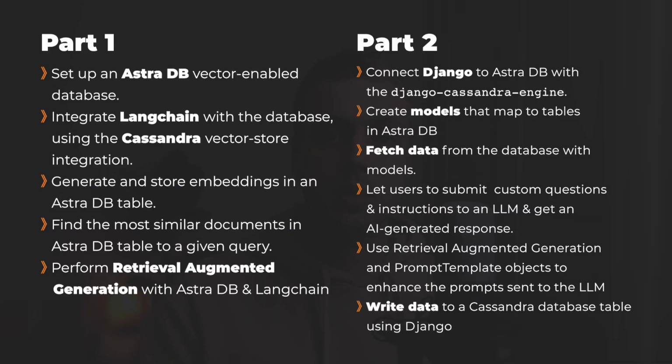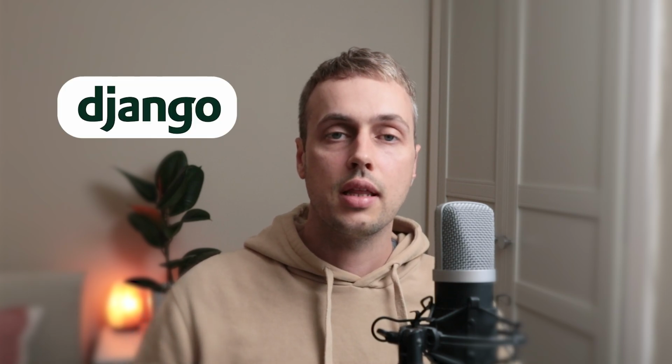features. Now, this video will be split into two parts. In the first part, we're going to look at LangChain and how this integrates with Astra DB. And in the second part, we're going to build a Django application that can connect to Astra DB and use that vector functionality that's built in, in order to create a small AI-driven application.